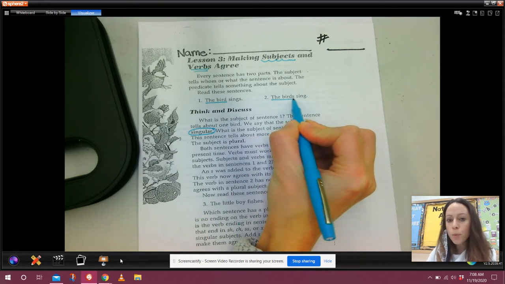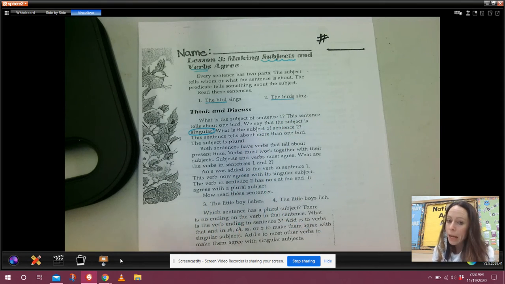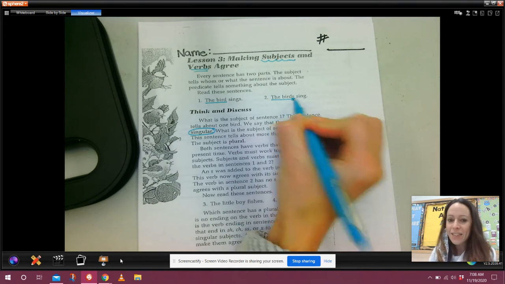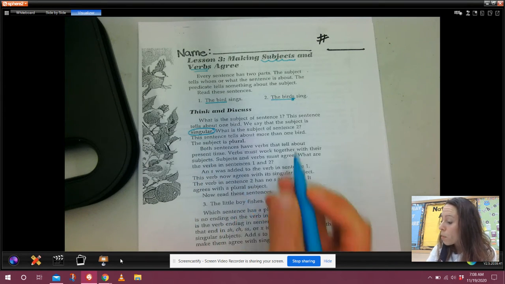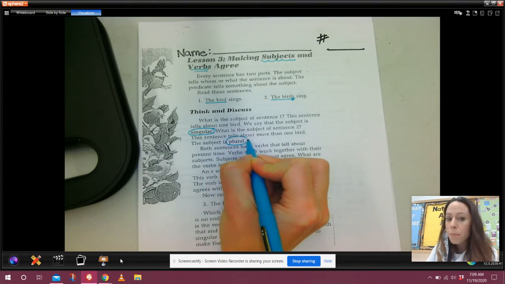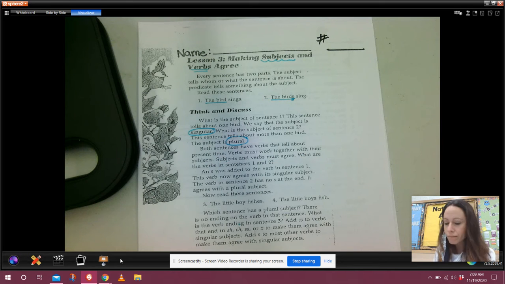What is the subject of sentence 2? Well, this time we have more than one bird. I'm not sure how many, but I know that there's more than one because of that S on the end of my subject, the birds. This sentence tells about more than one bird, so it is plural, 2 or more.